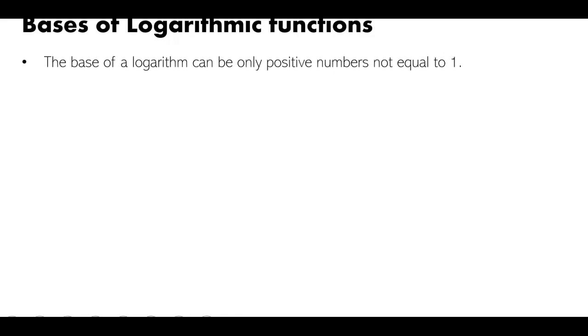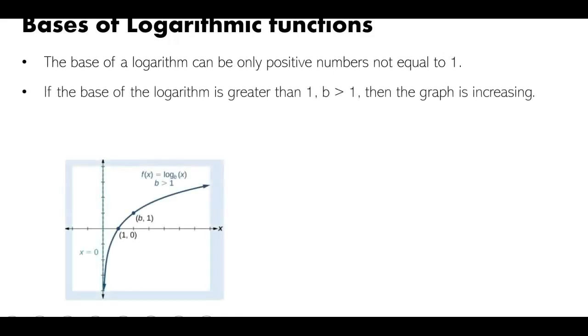All right. Here's some more information. The bases of logarithmic functions. The base of a logarithm can be only positive numbers not equal to 1. So whatever this little b is, it has to be greater than 1. Can't be 1, can't be negative. Okay? If the base of the logarithm is greater than 1, it's increasing. Cool.